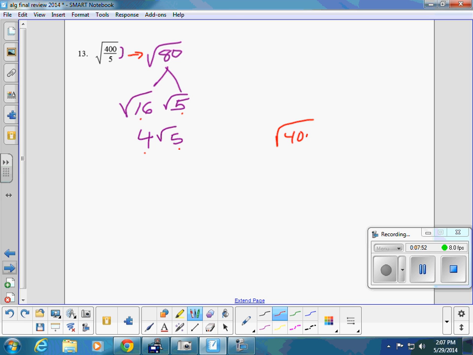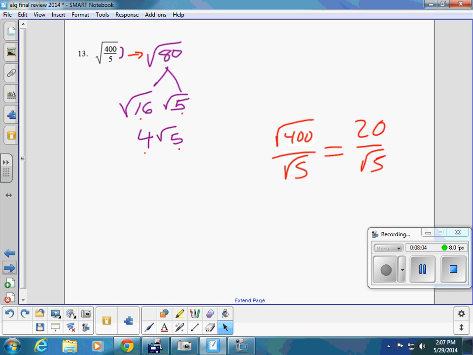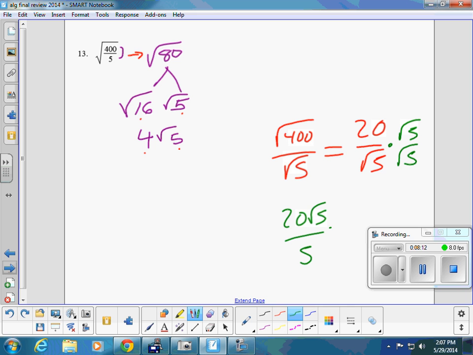Radical 400 they knew was 20 over radical 5. Then you have to rationalize the denominator here. So multiply the top and bottom by radical 5. So I get 20 radical 5 over 5, which is really 4 radical 5, because 5 goes into 20 four times. So either way you do it, you get the same answer.